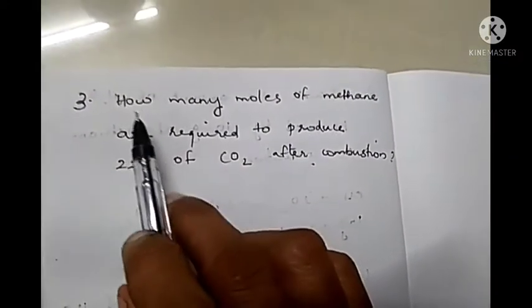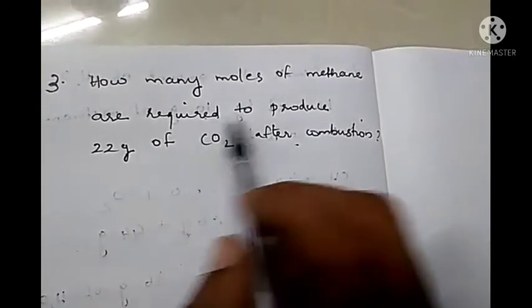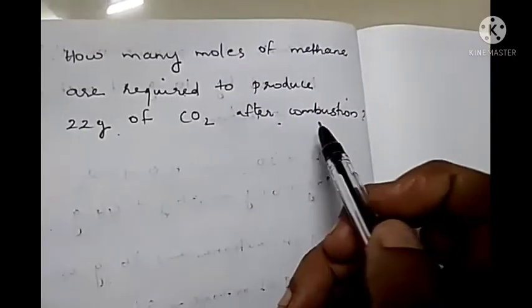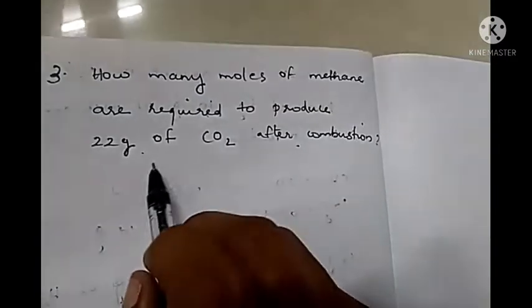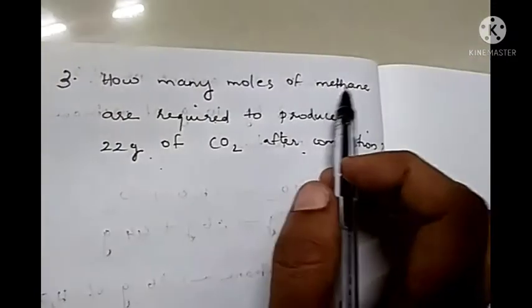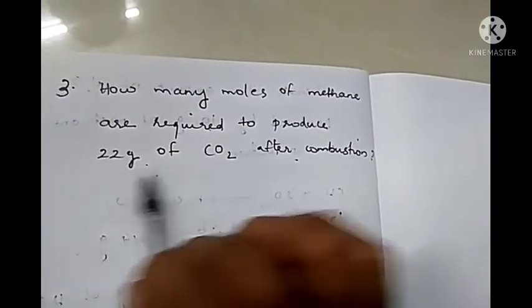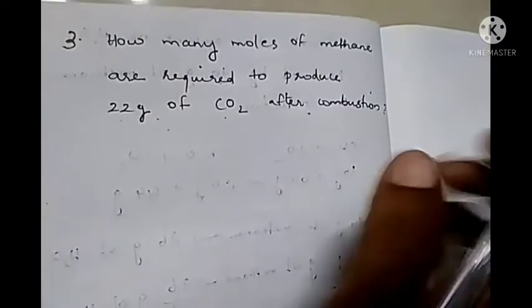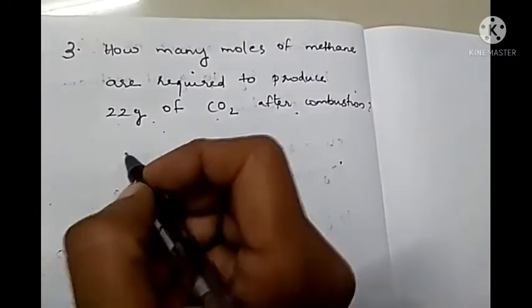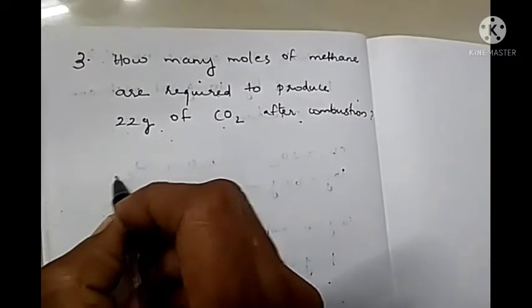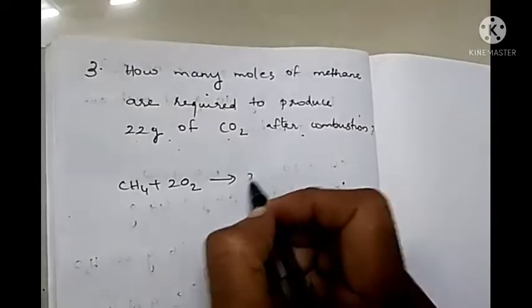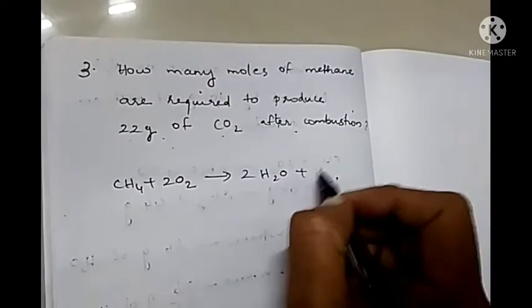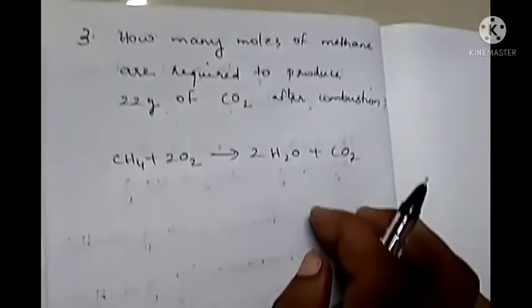Now our third question is, how many moles of methane are required to produce 22 gram of carbon dioxide after combustion? So here the amount of carbon dioxide is given. We have to calculate the required amount of methane to produce this much amount of carbon dioxide. So the reaction remains same, that is burning of methane. So we can write the balanced equation: CH4 plus 2O2 gives 2H2O plus CO2. This is the balanced equation.